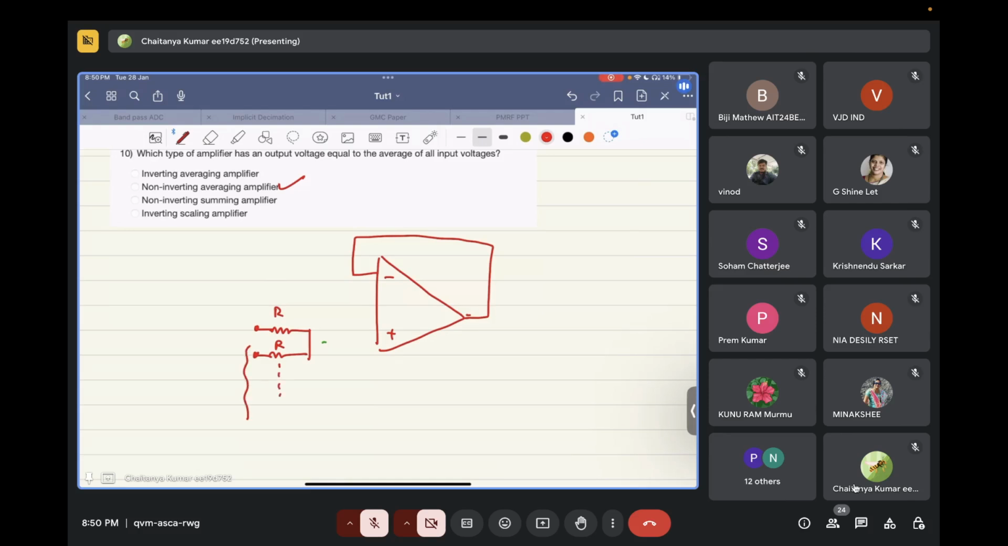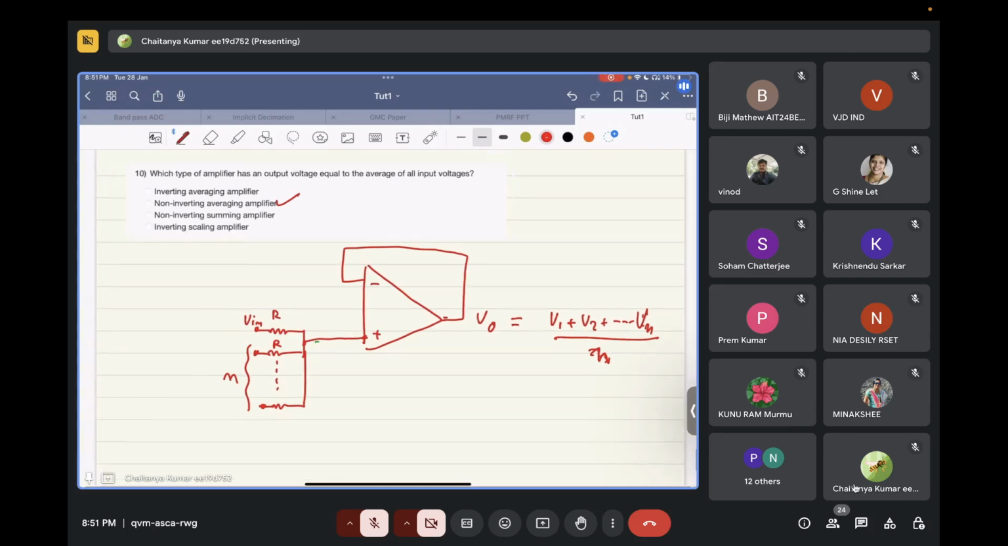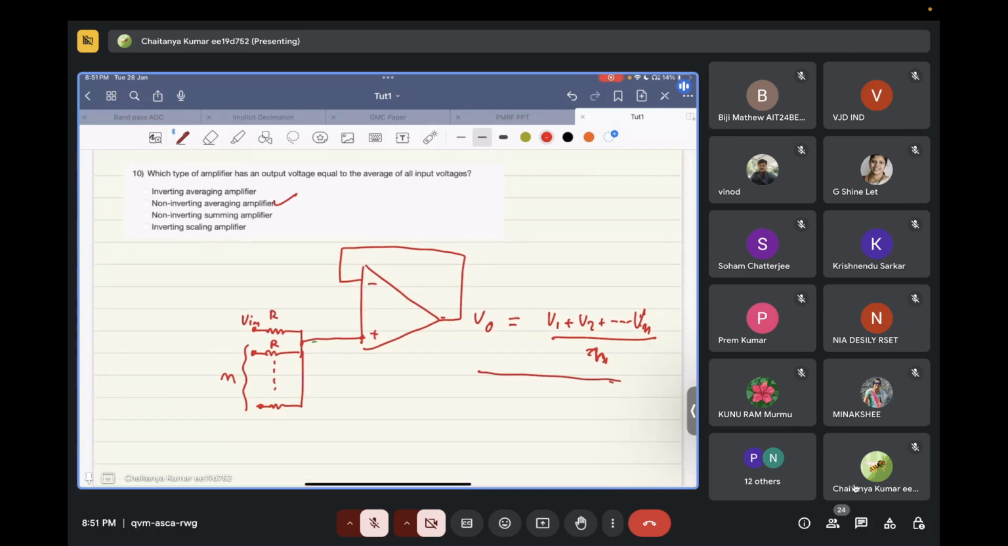So let's say we have n resistors and n inputs over here. I will just give the answer quickly. The output will be V1 plus V2 plus so on, Vn divided by n. Basically the average of all the inputs. So please try to actually solve this problem and verify for yourself that the output will be the average of all the inputs. Any doubts so far?